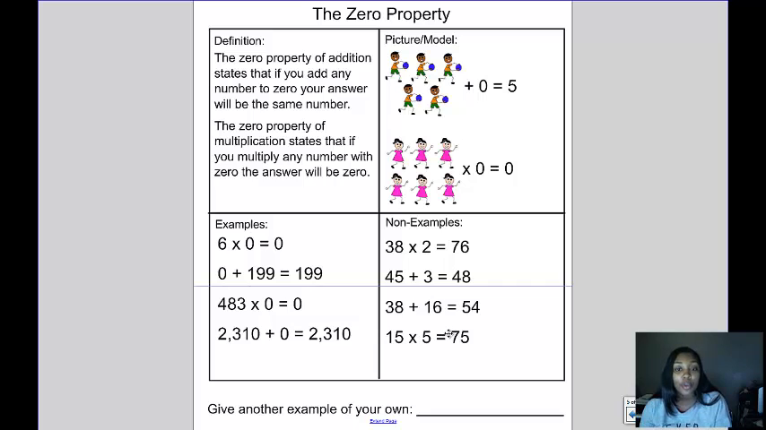Some non-examples: the zero property only works with 0. So if I multiply or add by any other number, it will change the number. So if I do 38 times 2, it'll give me 76, and 45 plus 3 gives me 48. So it only works with 0. So now pause the video again and give me one example of the zero property on your own.